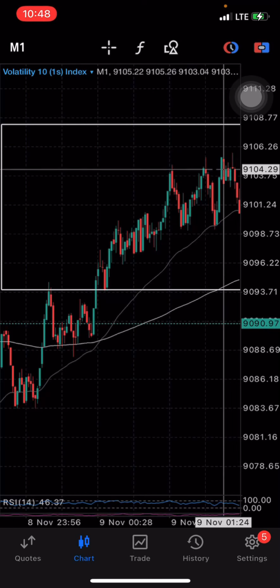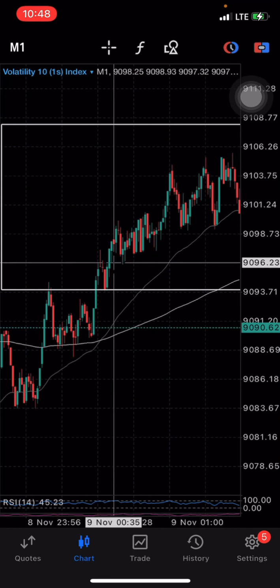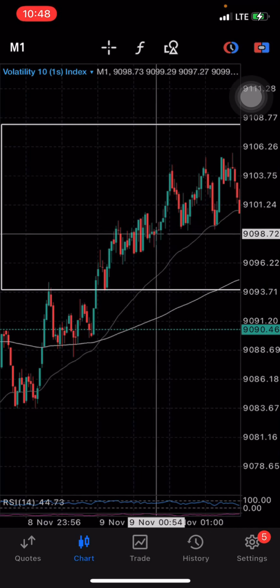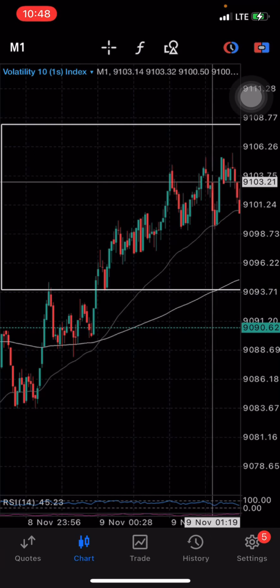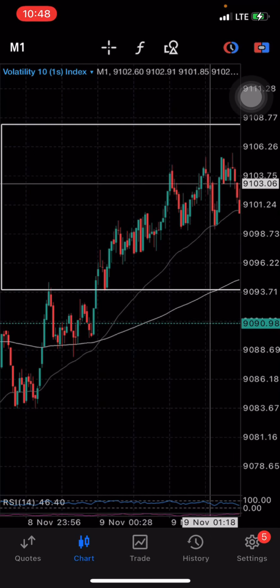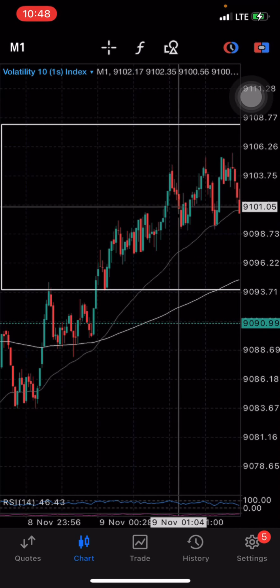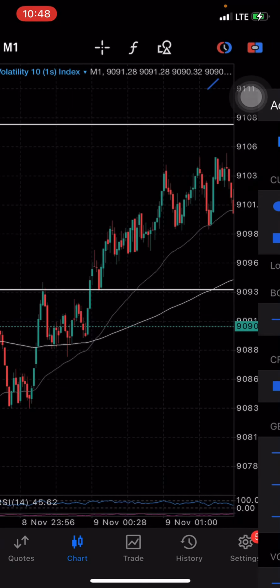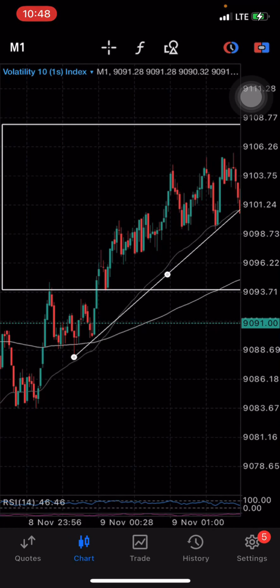I posted a video on RSI divergence, so I'm not going to dive into that in this particular video. But you can actually use RSI divergence to spot weakness in this particular trend even before a reversal occurs. Now, let's say you're somebody who trades trend lines. You can simply fit in a trend line in this lower time frame right here.